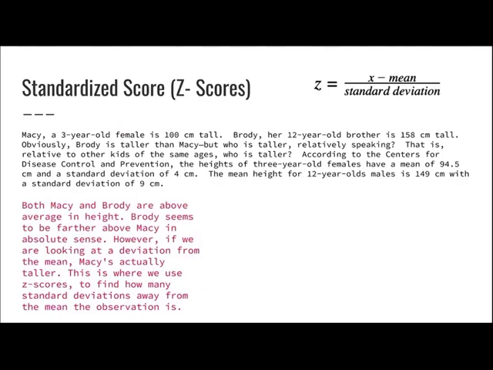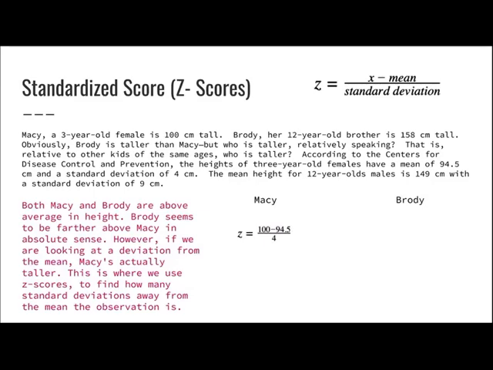This is where we use Z-scores to find out how many standard deviations away from the mean the observation is. So let's take a look at Macy and Brody. Notice how in the upper right-hand corner, I have my little formula for finding a Z-score. I'm going to take my raw score, which is X, subtract my mean, and divide it by the standard deviation. I'm going to use the data that was given to me in this example.